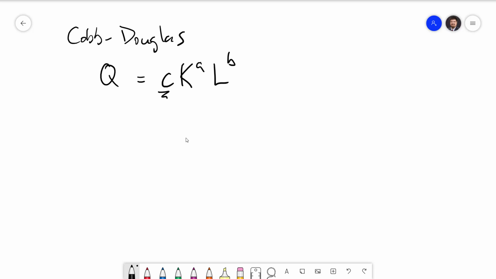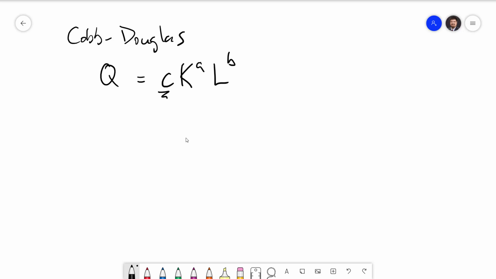This is just a constant coefficient here that multiplies our K to the A, L to the B. You can think about this as productivity. The bigger the C, the more production you're going to get. K and L are our capital and labor inputs. Q is our total output, and A and B are constants.